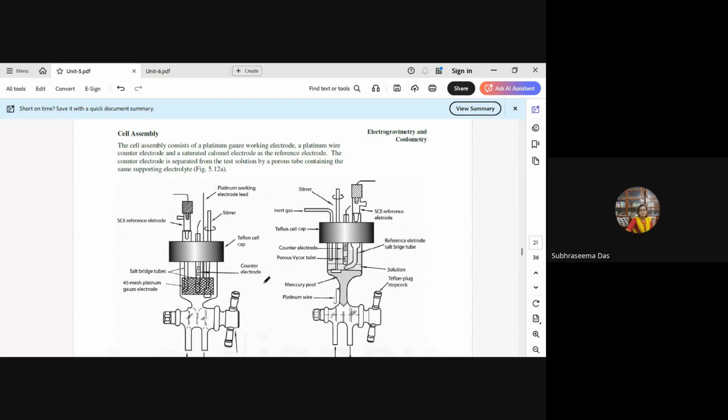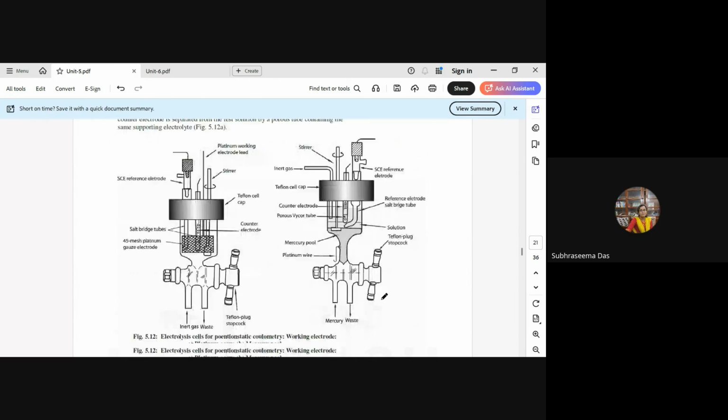Cell assembly. The cell assembly consists of a platinum gauze working electrode, a platinum wire counter electrode, and a saturated calomel electrode, which is called the reference electrode. The counter electrode is separated from the test solution by a porous tube containing the same supporting electrolyte. Here in figure 5.12a it has been shown.